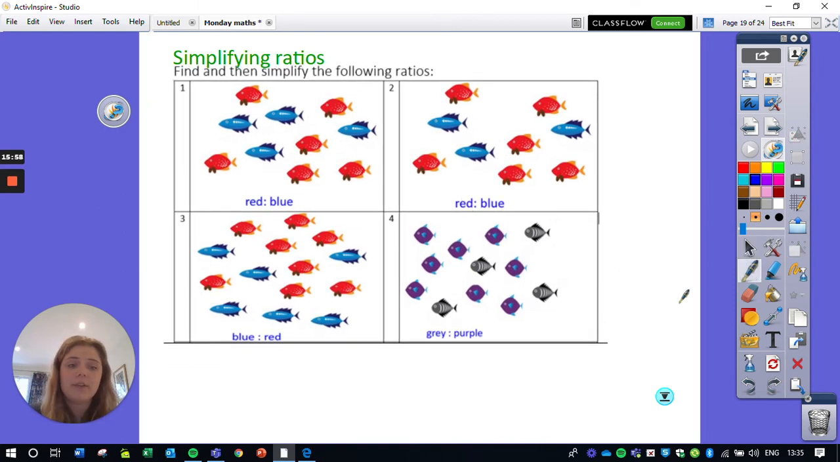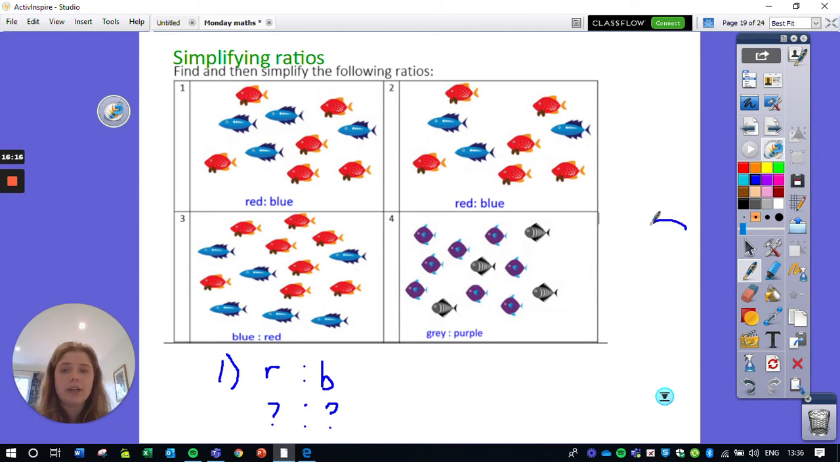We're moving on to simplifying ratios now. So simplifying ratios question 1, first you would write your ratio of red to blue as you have there. What is the initial ratio of red to blue? Then underneath you're going to simplify it by dividing both. So your new numbers would go there and there. For each of these you have 2 different ratios. Pause the video and try these 4 questions.